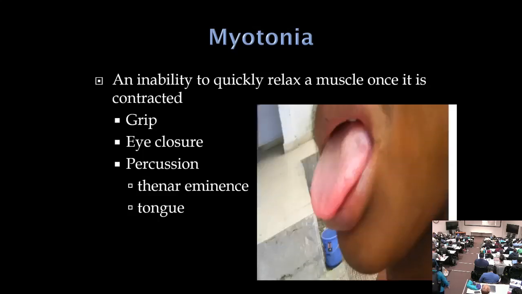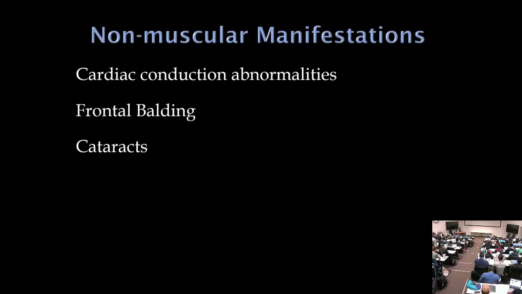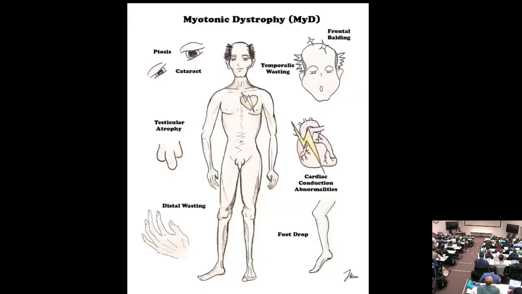You can even tap the tongue and trigger focal myotonia there. Okay, so remember that this has all of the other non-muscular manifestations. So very significant, if you're a family practice doctor and you've got one of these patients, to be aware of the cardiac conduction disturbance. It can be life-threatening. So frontal balding and cataracts are almost universal in patients with myotonic dystrophy.